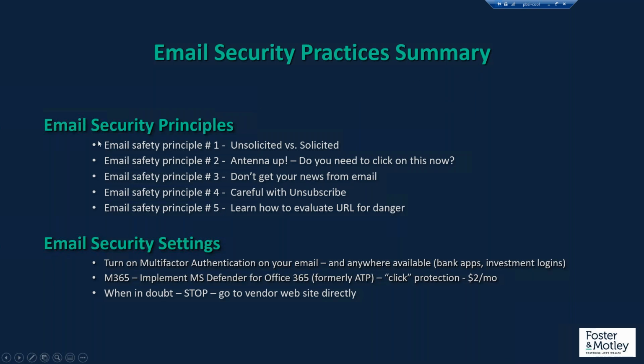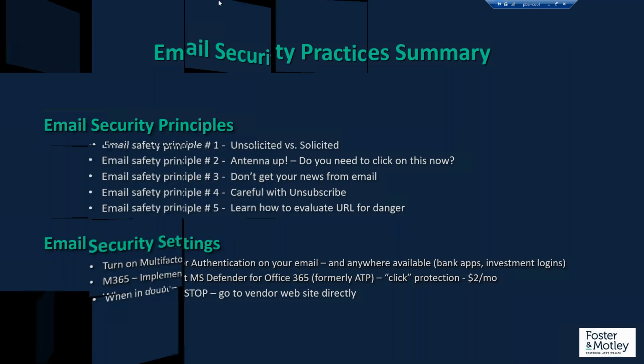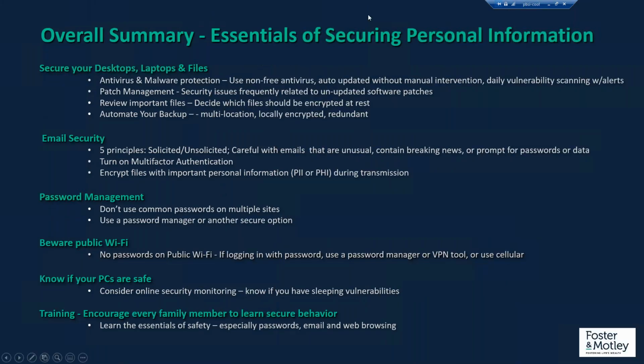So other email safety principles. We've reviewed today the 5 basics. Solicited versus unsolicited, antenna up all the time. Don't get news from email, careful with unsubscribe. Evaluate the domain name. Turn on multi-factor authentication, use Microsoft Defender. If you use 365, it's well worth the $2 a month. And when in doubt, stop. So those are the principles that we covered today.